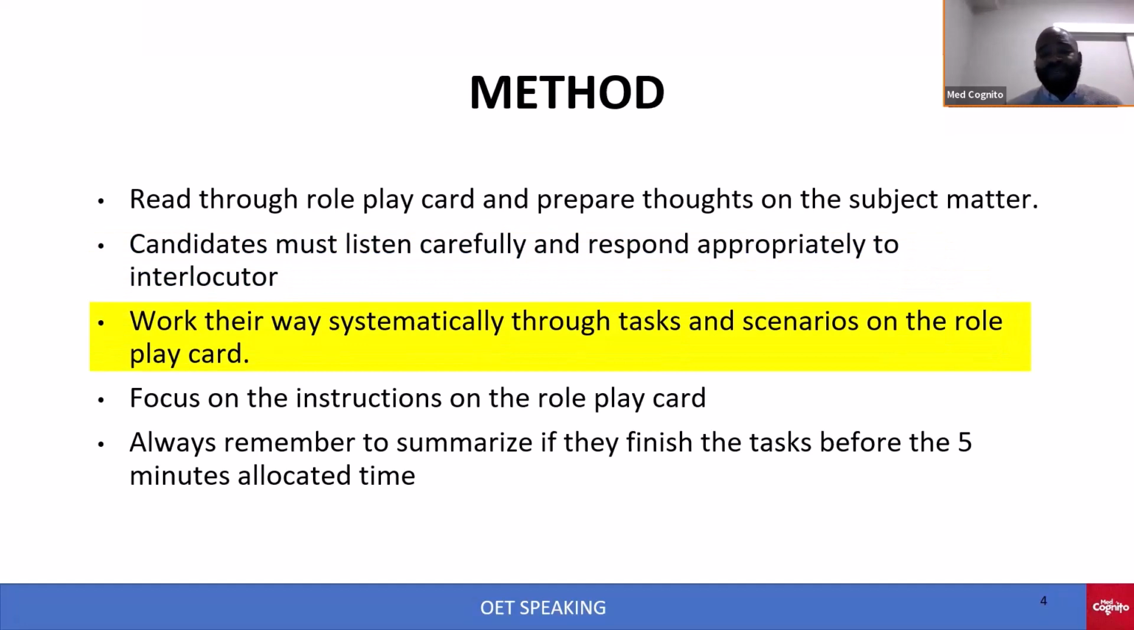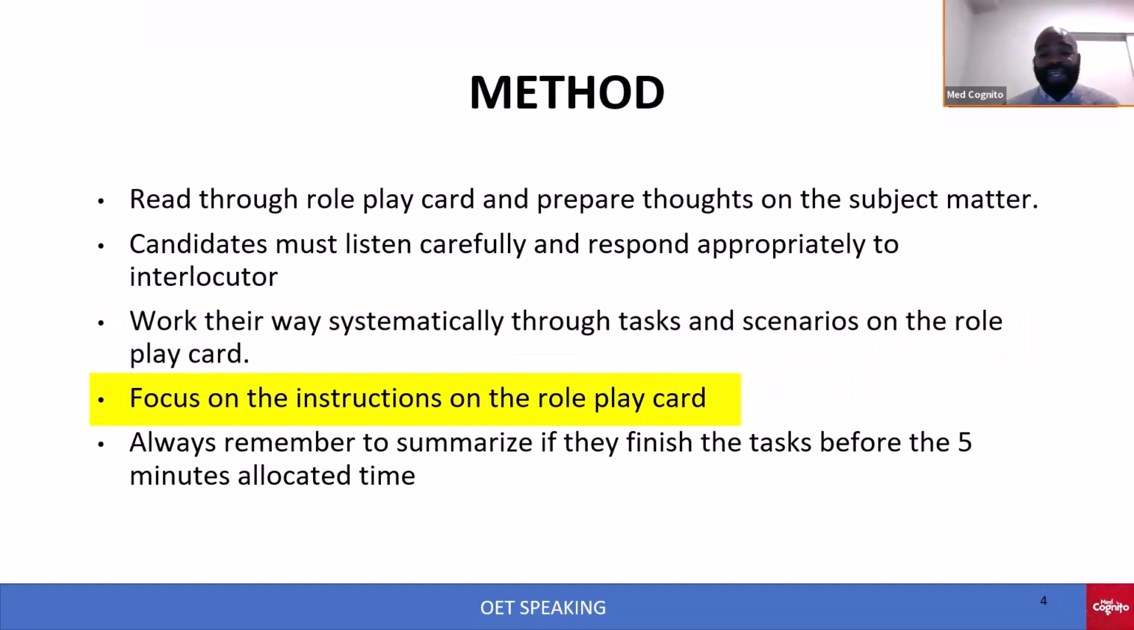They would work their way systematically, and you will also work your way systematically through the tasks and the scenarios that are on the role play card. We will take a look at an example just to make things clearer. You will have to focus on the instructions that are given on the role play card clearly and follow those instructions. Then at the end, after you have gone through all the tasks listed on the role play card, you will have to pay attention to the time at that point.